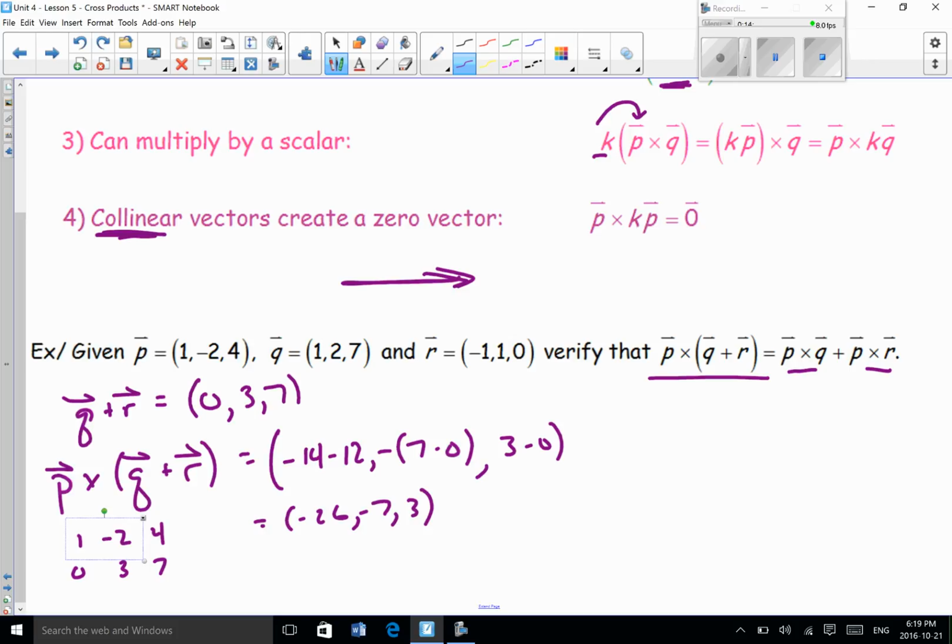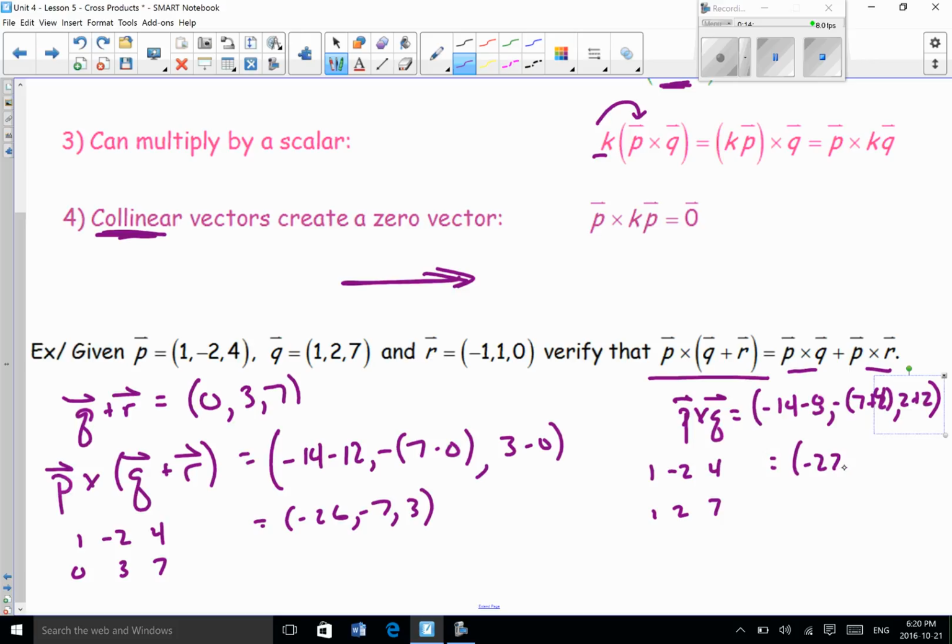If we do the right-hand side, P cross Q, we have 1, -2, and 4, and 1, 2, and 7. We'll get -14 minus 8. We'll get 7 plus 2. And we'll get 2 plus 2. Oh, sorry, you know what? 7 plus 4 in the middle here. Sorry, there's a 4 there. Okay, so we'll get -22, -11, and 4.